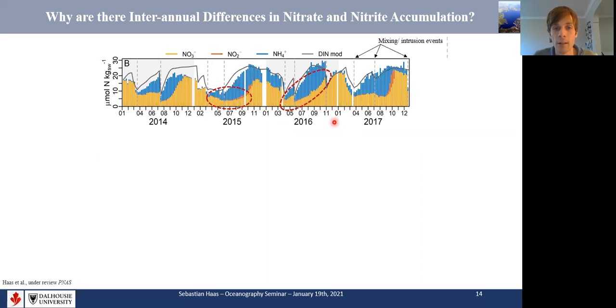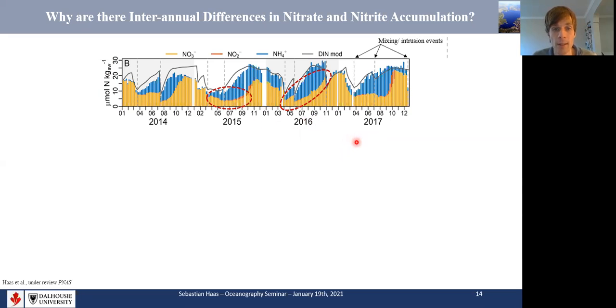And the interannual differences I was alluding to occur after that. So if you look here in 2016, the winter mixing stops here, and we get an immediate increase of nitrate concentration after that. And then there's one of those intrusion events, and nitrate increases again straight after that. In 2015, we get this very long period of winter mixing that doesn't stop until May. And then it takes several weeks, maybe up to 2 months, until we see a significant increase of nitrate and nitrite.